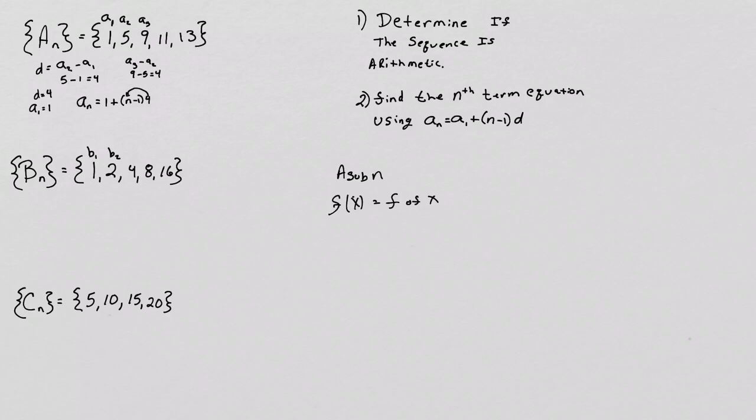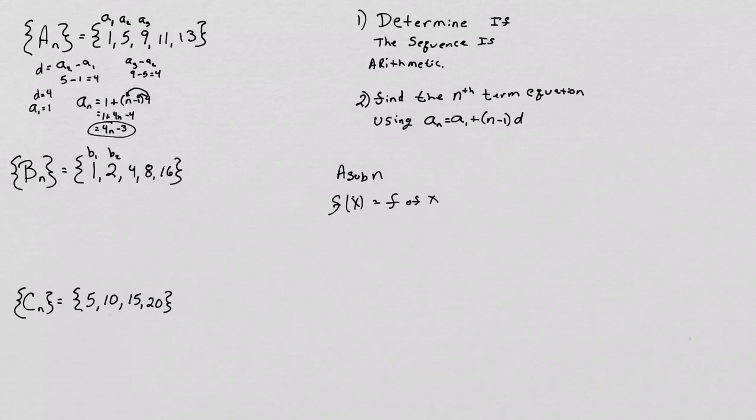From here, I just clean it up. I'm going to distribute, which will give me 1 plus 4n minus 4. Combine like terms, and I end up with 4n minus 3. And this would be my nth term equation.